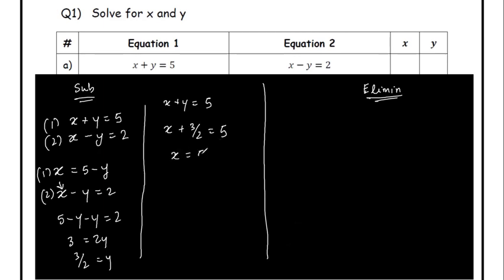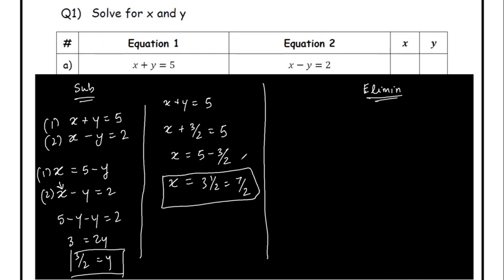So x is 5 minus 3 by 2. Yeah. So I know 3 by 2 is 1.5, and 5 minus 1.5 is 3.5. 3.5 is 7 by 2. So these are the values. Okay, I'll just bracket it: 3 by 2, 7 by 2. Elimination method.